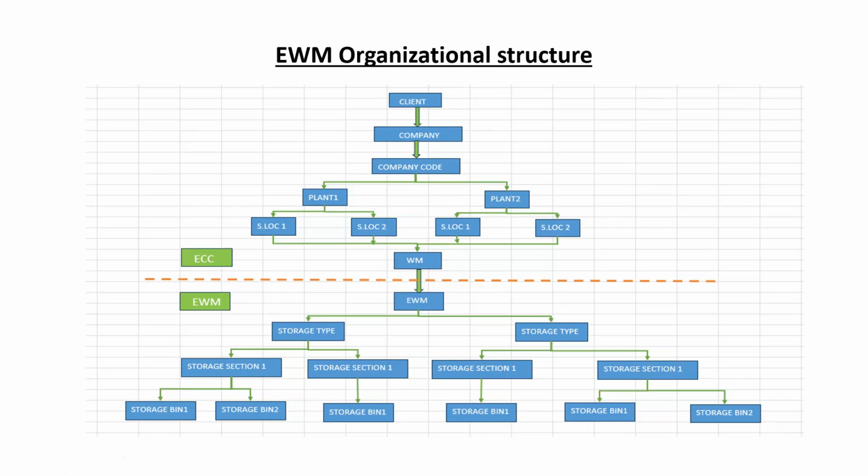Like I understand, like ECC structure is upper one, like EWM is below one. Lower one, yes, exactly. Yeah. Okay, so yeah, let's go, this is to I understand.